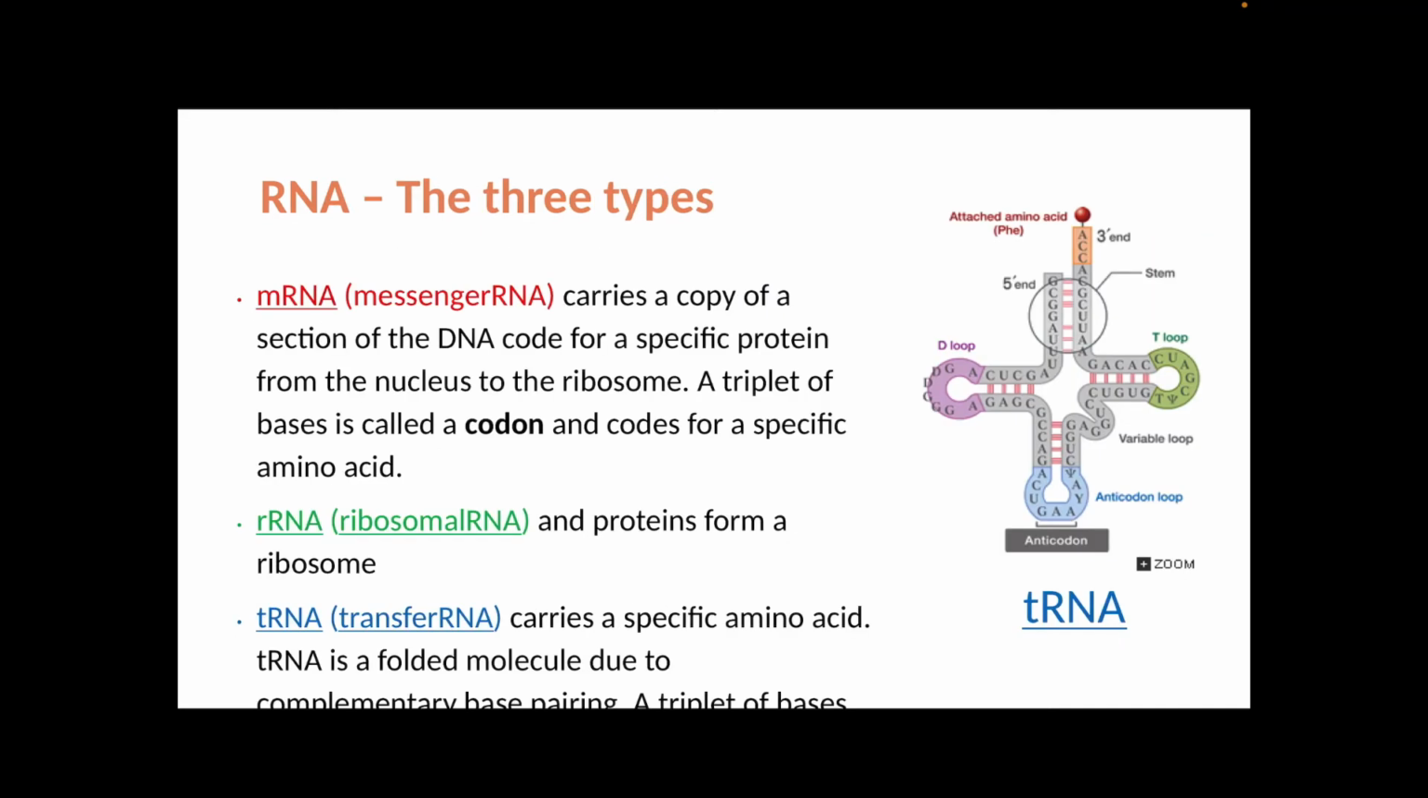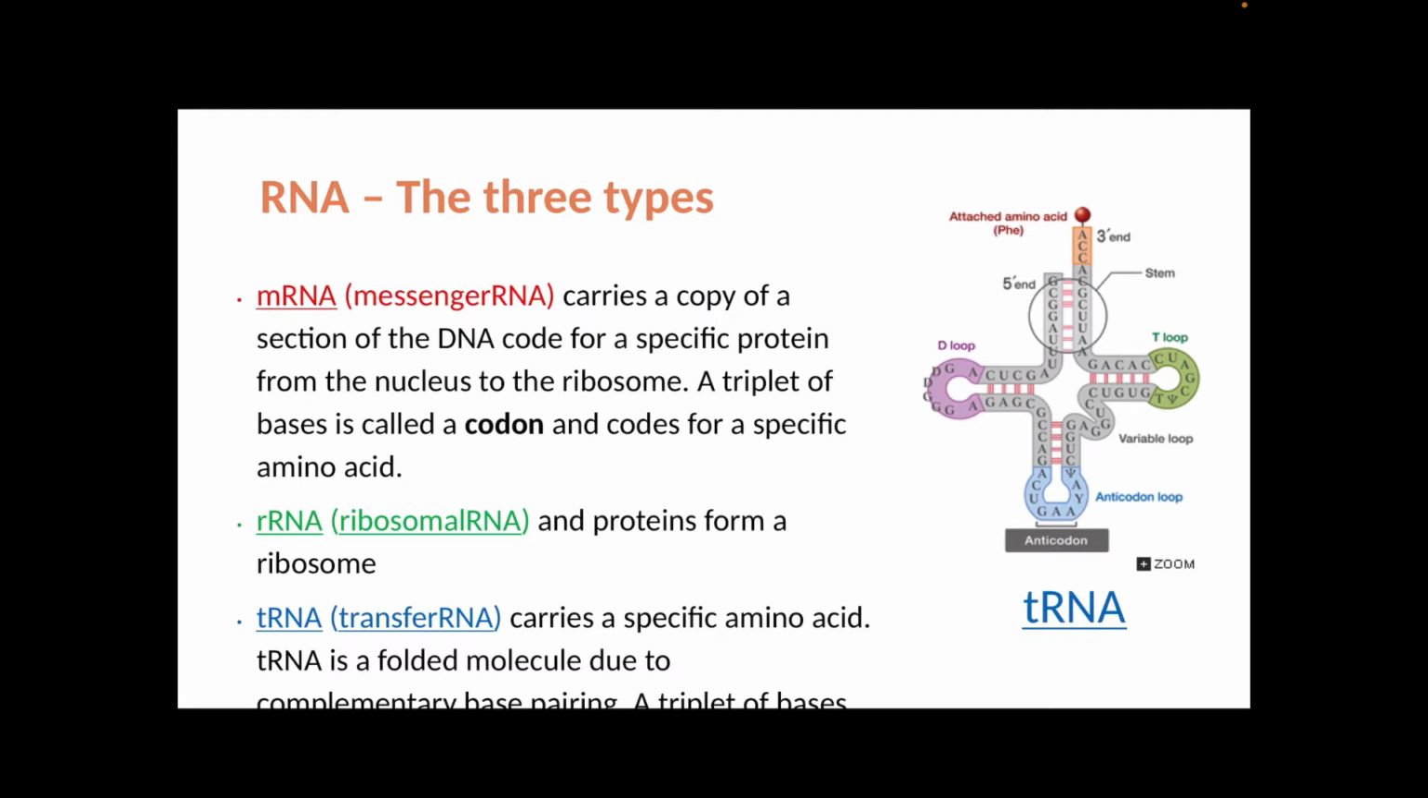Okay, so the 3 types. The mRNA one is the one you're very familiar with. So the National 5 thing is still the same. Its function is to carry a copy, a complementary copy I should really say, of the DNA code from the nucleus to the ribosome.